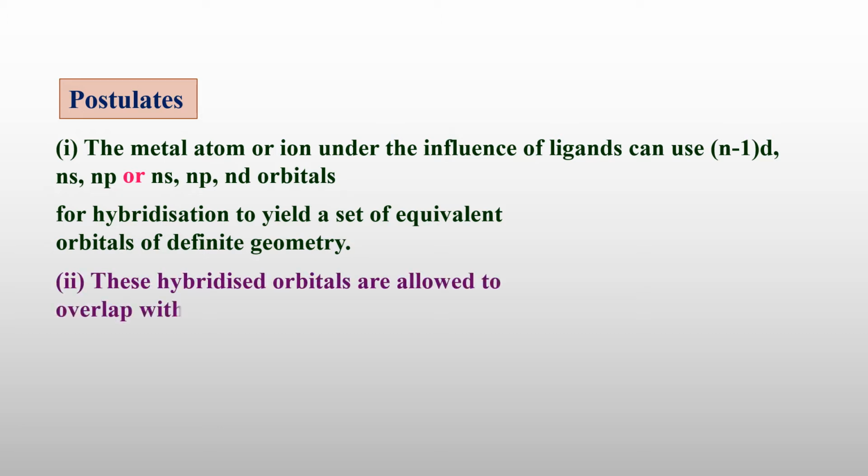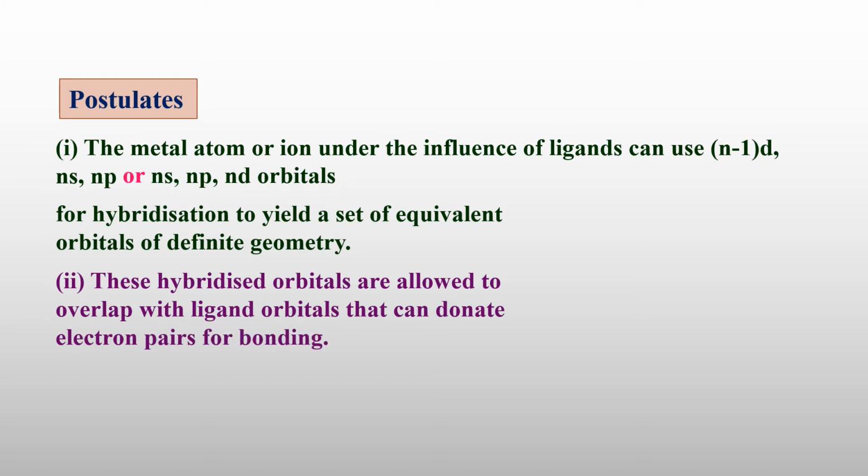The second postulate is that these hybridized orbitals are allowed to overlap with the ligand orbitals. Ligands can donate a pair of electrons for bonding. So the ligand orbitals and the metal orbitals will overlap. Here the ligand donates the pair of electrons, that's why it is called a Lewis base, and the metal is a Lewis acid.